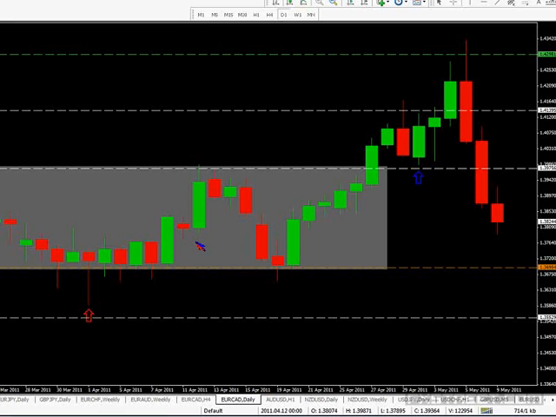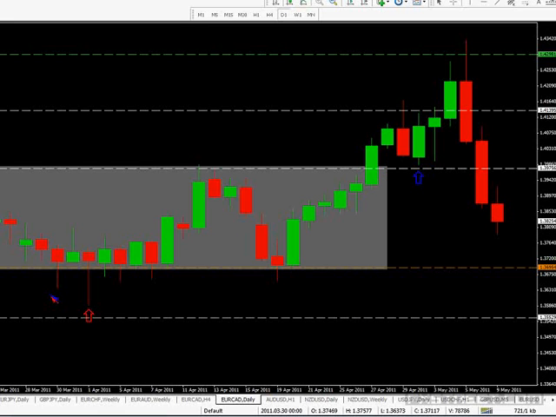I know we have talked about it at some of our webinars, but basically this is what was called the last kiss, where price comes out of the box, comes back down, touches the edge of the box, and then woo, runs up. So it can go either way. It can go on a lower breakout or on an upper breakout.